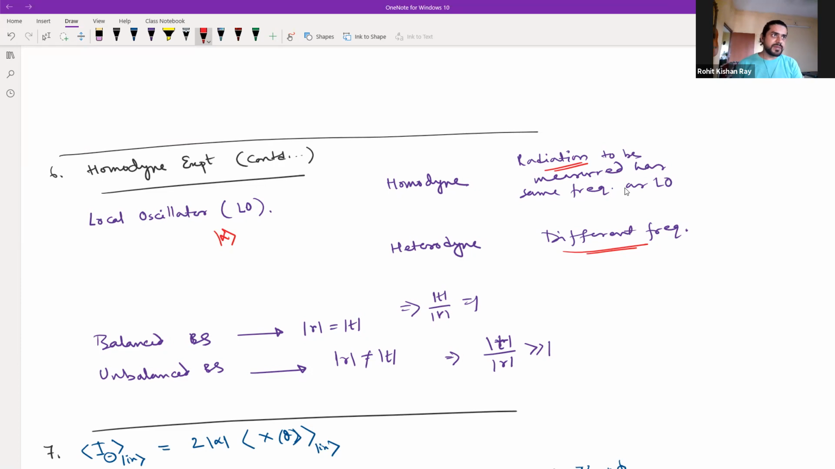Regarding balanced and unbalanced beam splitter, I have written it in the form of reflectivity and reflection and transmission coefficient. So the balanced beam splitter has reflection and transmission coefficient equal to each other, which you can write as mod T by R equals 1. If the ratio is not equal to 1, then the beam splitter is unbalanced, of course. And yeah, this unbalanced beam splitter can then be used to do some displacement kind of operation, which are quite interesting.